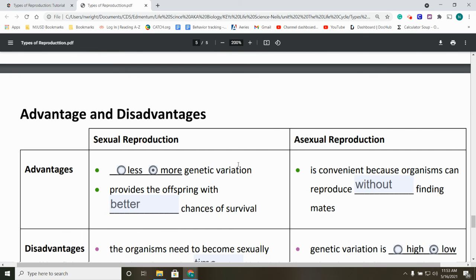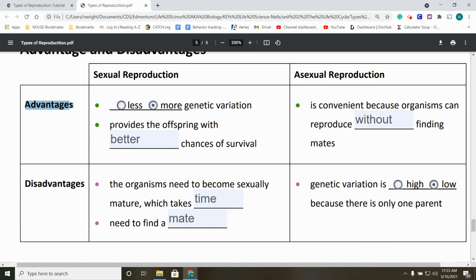So there are advantages and disadvantages. Sexual reproduction, the advantages are that there is more genetic variation, which provides the offspring better chances of survival. The disadvantages, the organisms need to become sexually mature, which takes time. They also need to find a mate.